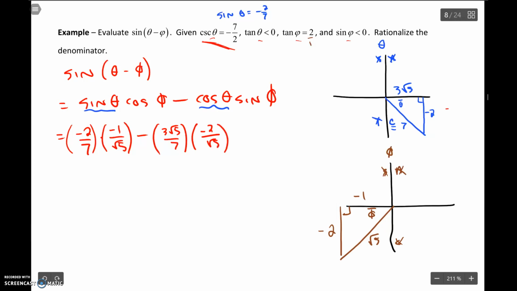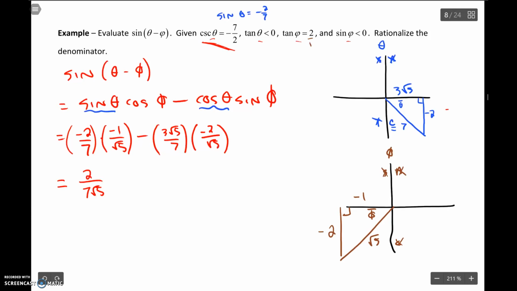There we go. So I use the identity to break it down into individual angles. And then I use these triangles in my old trig to evaluate them all. So I end up with positive 2 over 7√5 minus, plus minus is plus, 6√5 over 7√5. So that gives me 2 plus 6 square root of 5 over 7 square root of 5.